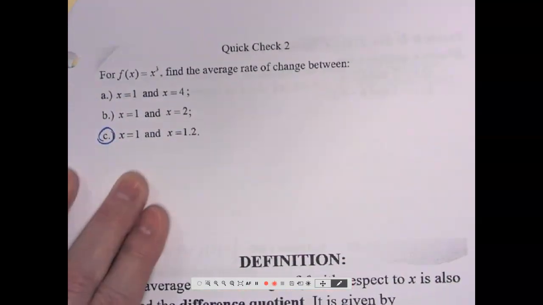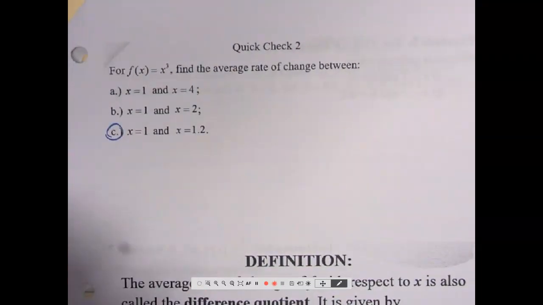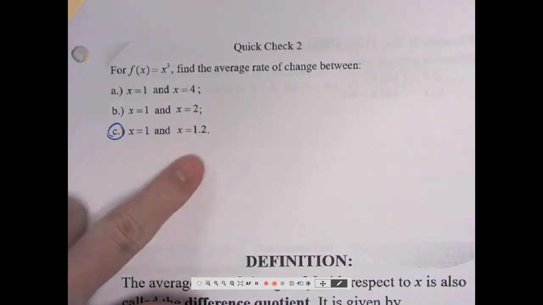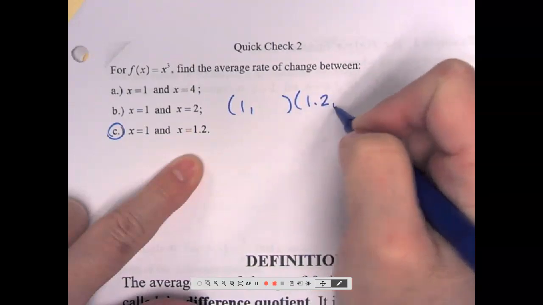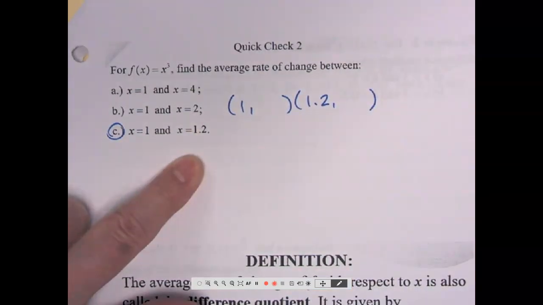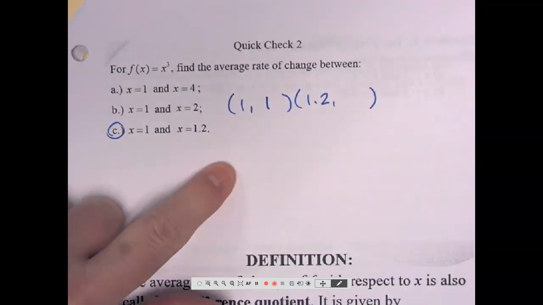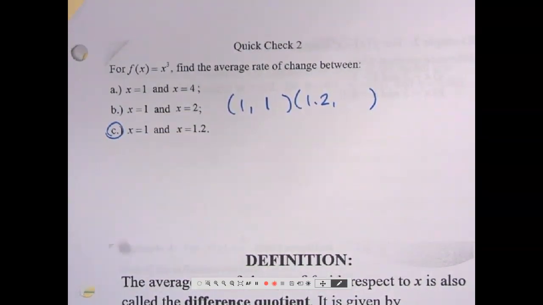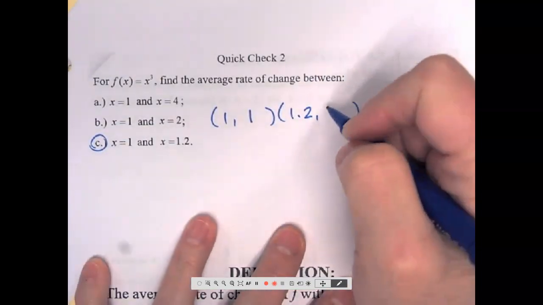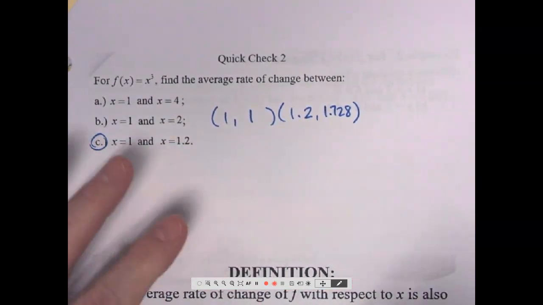Okay, let's just do C. Here's your function, f of x equals x cubed. We want to find the average rate of change between 1 and 1.2. Okay, so what do I need to find? The ordered pair 1 something and 1.2 something. Okay, subbing in 1's easy. What do you get? Okay, sub in 1.2 for me. What'd you get? 1.728. Okay, now use your slope formula.